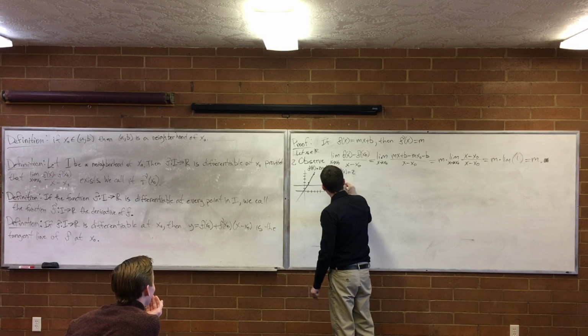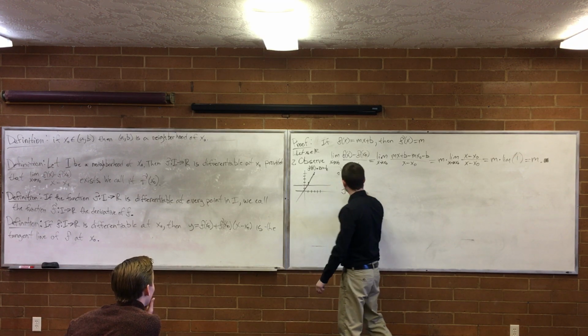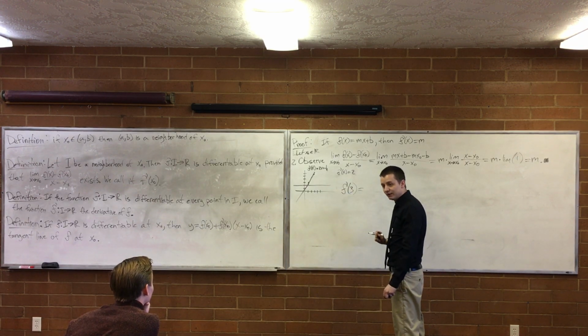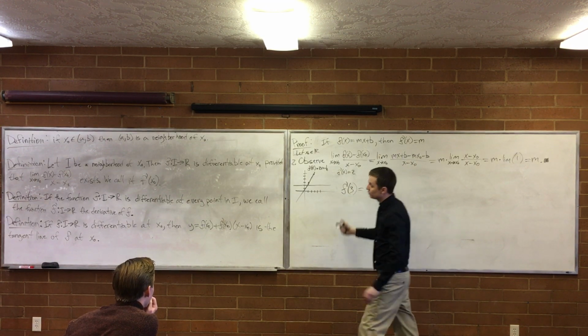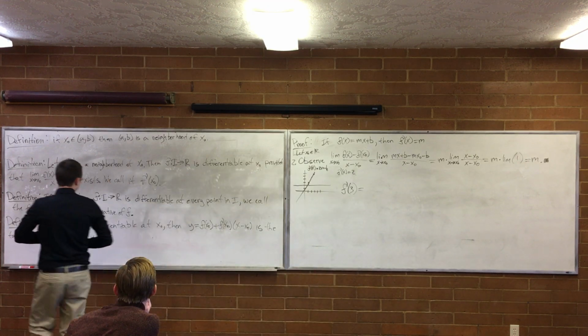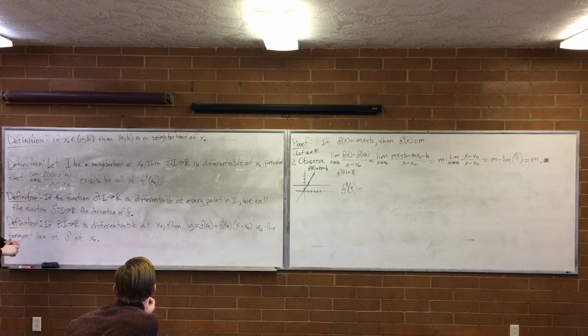Look, f prime at 3 gives me the slope at 3, right? Does that make sense? That's what f prime is. F prime is this thing, which is giving me the rise over the run, taking the limit. So it gives me the slope. So that's what we said here.